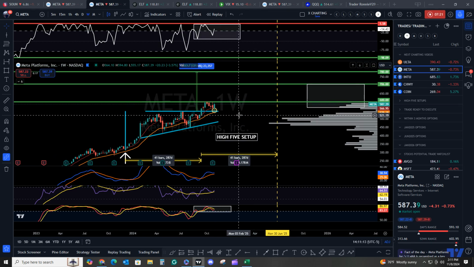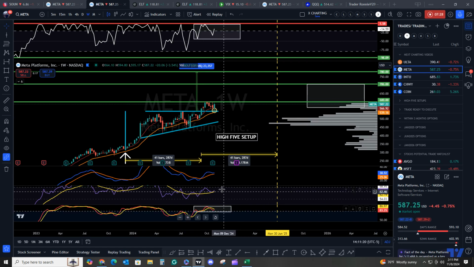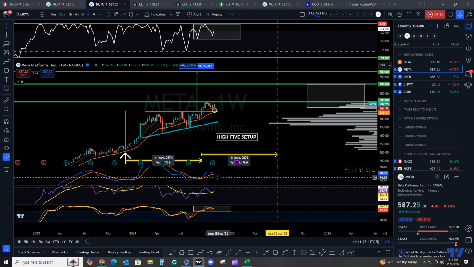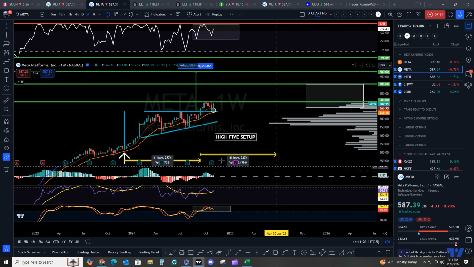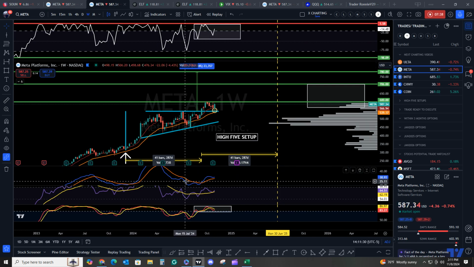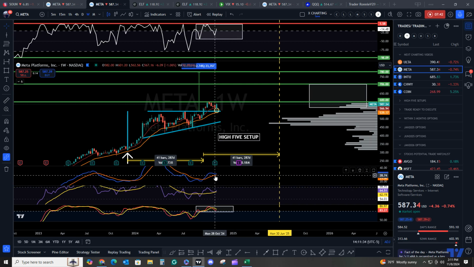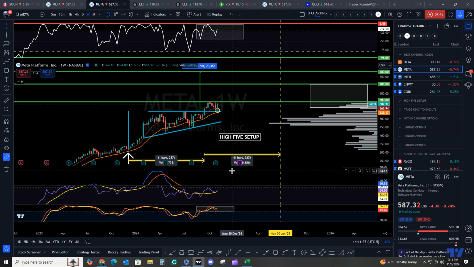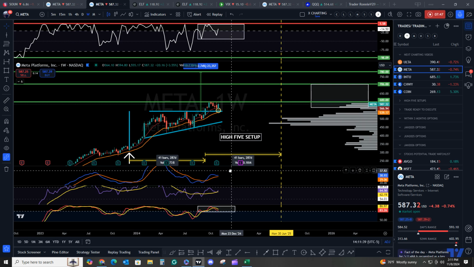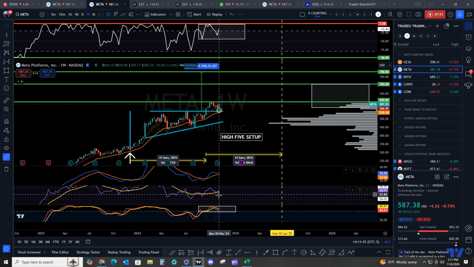So we have 1 and 2, and now we get into our 3, 4, 5 of our high five setup. 3 is going to be our MACD. We are blue over orange in a bullish trajectory. We are rising higher. We are already above the 0 line and continuing higher. We had a pullback on the MACD, which is just some consolidation in here. And now we have a chance, I believe, to run higher back up to these highs on the MACD. So 3, MACD confirmed bullish.